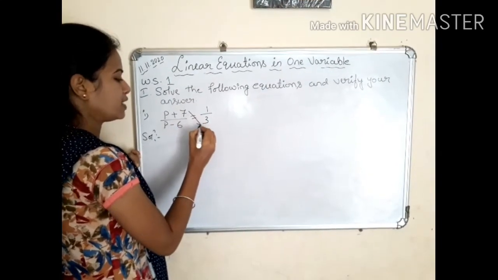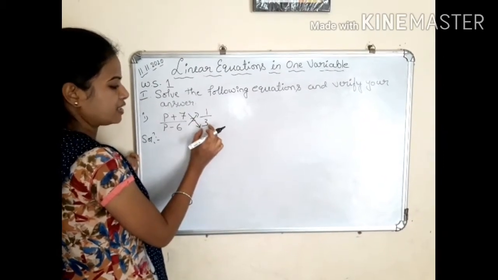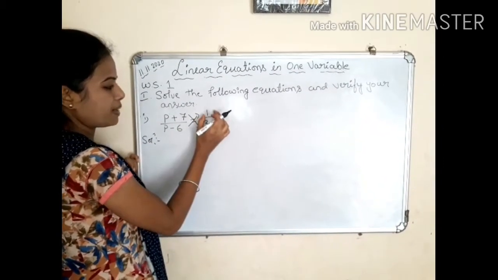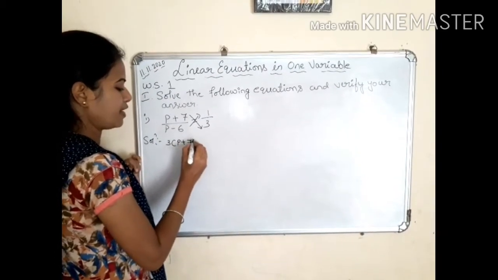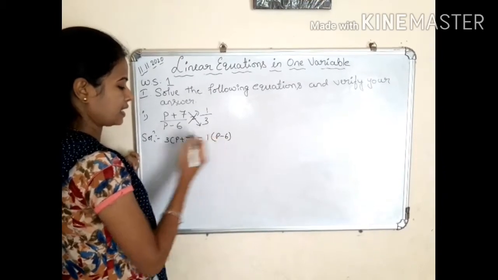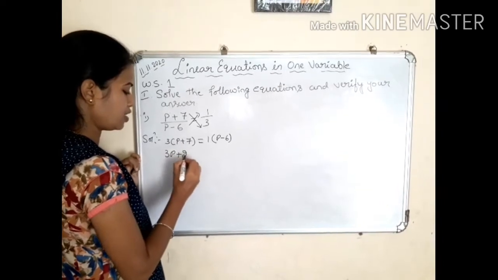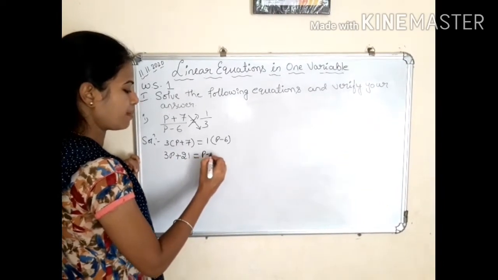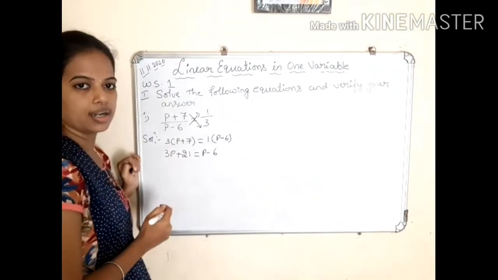So write down like this symbol. (p + 7) multiply with 3, (p - 6) multiply with 1. 3 into (p + 7) is equal to 1 into (p - 6). 3 into p, 3p, plus 3 sevens are 21, is equal to p - 6. Next step, transposing the terms.